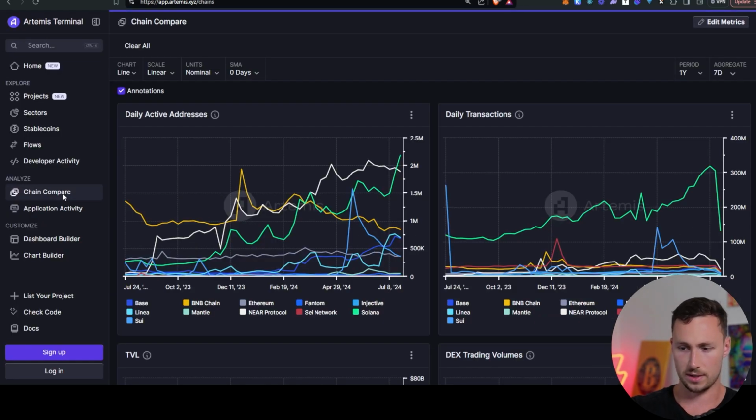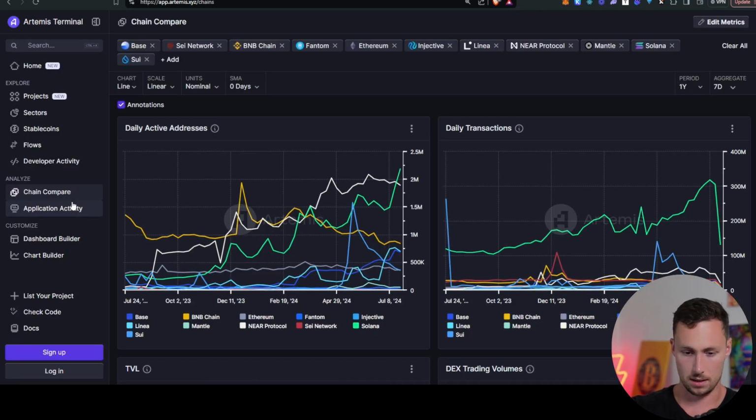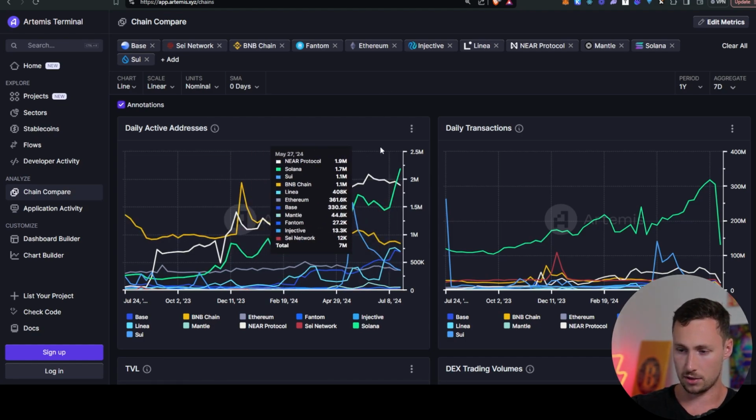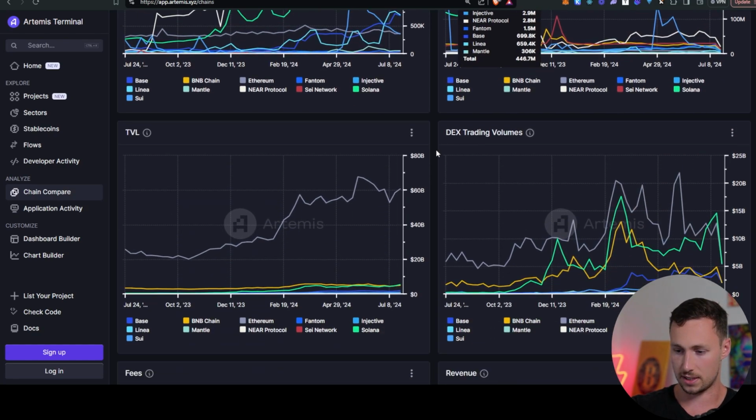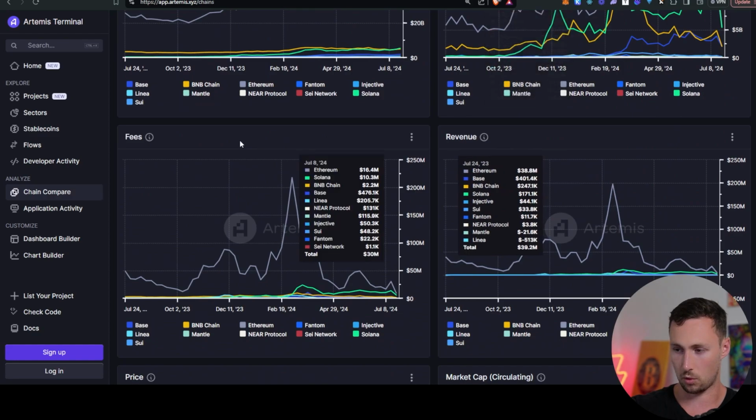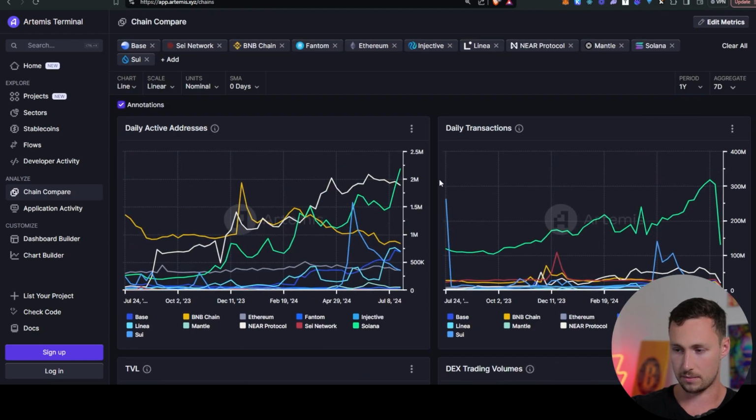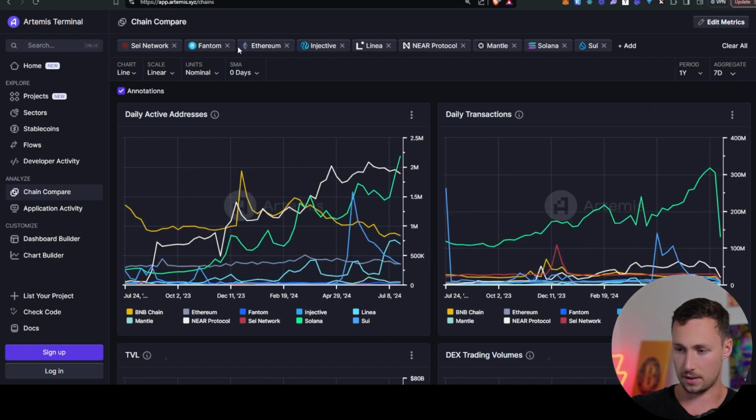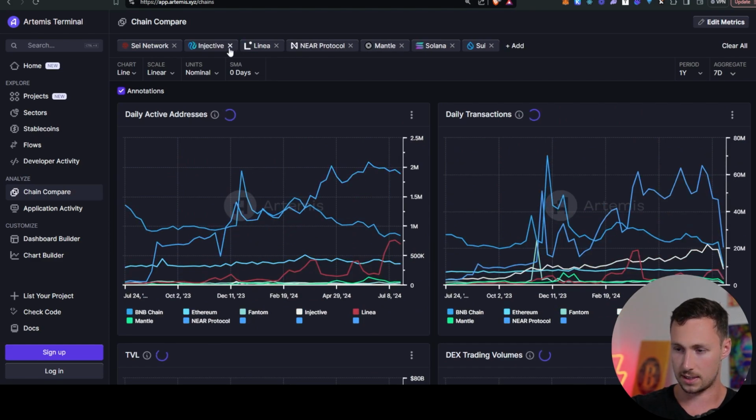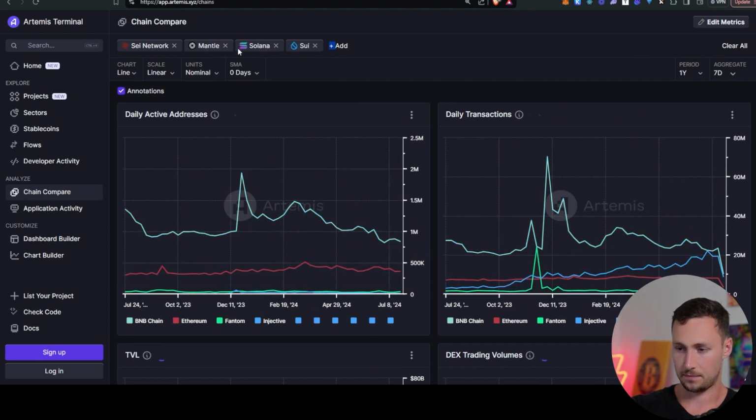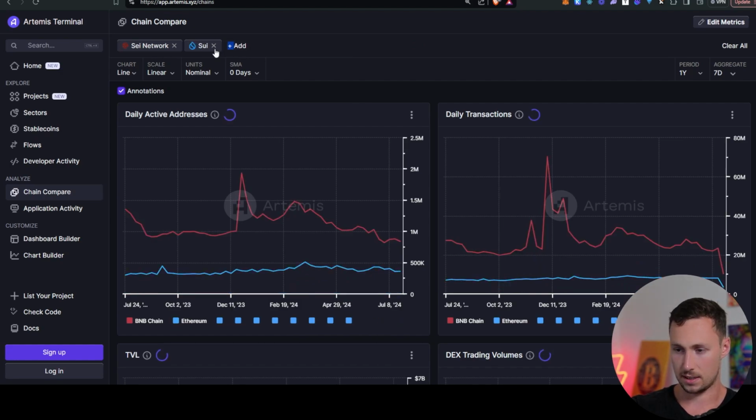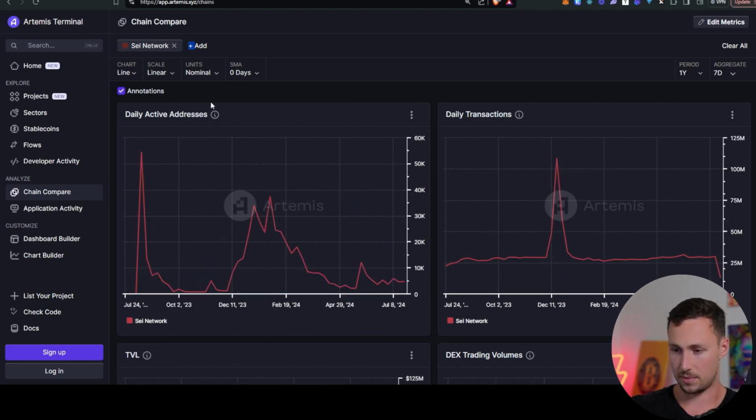First place I usually go is going to be the chain compare. And what the chain compare does is it shows you metrics like active addresses, transactions, TVL, DEX trading, and more, with a nice visual comparison between chains. In this case, let's remove some of these other comparisons because we want to hone in on Sei, and we want to understand how Sei's transactions, etc., have been trending.